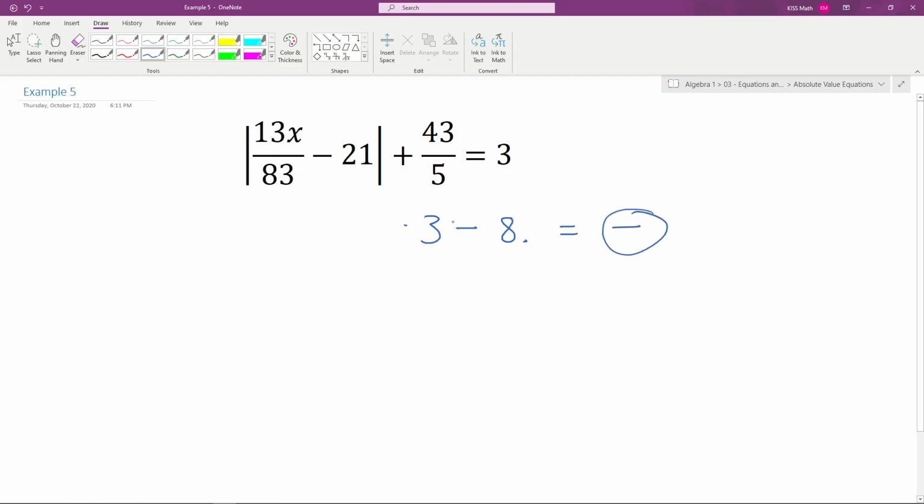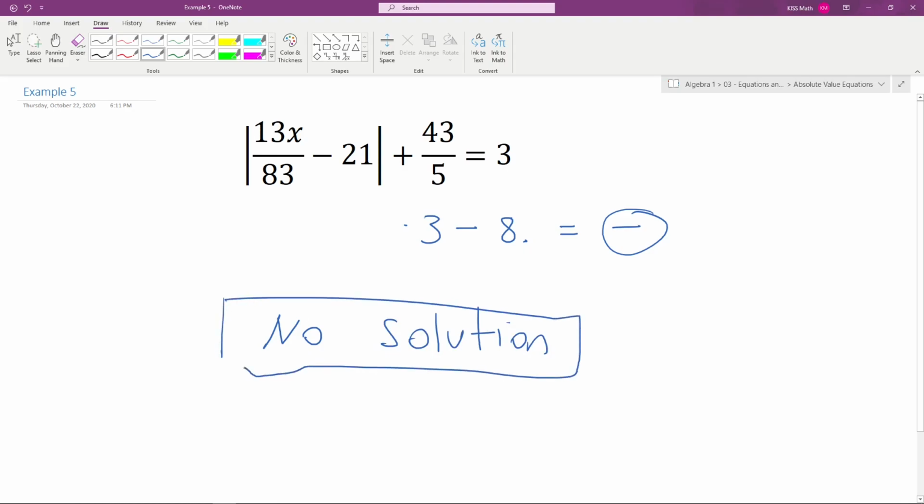So just by looking at this guy, I'll have an absolute value of something, which is always positive, equal to something negative. And I know that's not ever going to be possible no matter what I put into x. So simply, the answer to this equation is no solution. So just watch out for something like that.